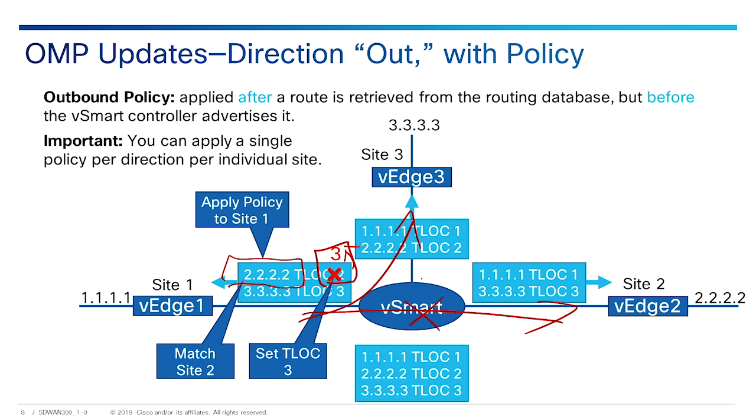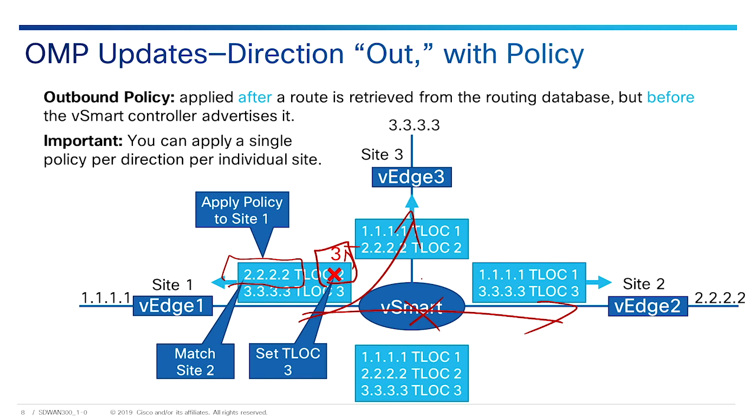Okay? And we can use an outbound policy to enforce another topology. In the example shown, a centralized policy is applied to vSmart as follows. The policy is applied only to site 1, so announcements to other sites remain unchanged, right? The policy statement matches all announcements of site 2 and changes the TLOC to 3. As in effect, packets from site 1 to site 2 are actually sent to site 3 instead of to site 2. As an example, you can use this mechanism to do service insertion of a firewall or some other service.